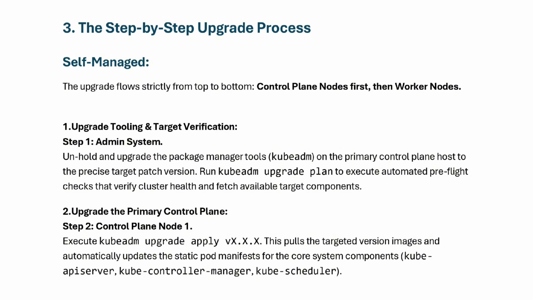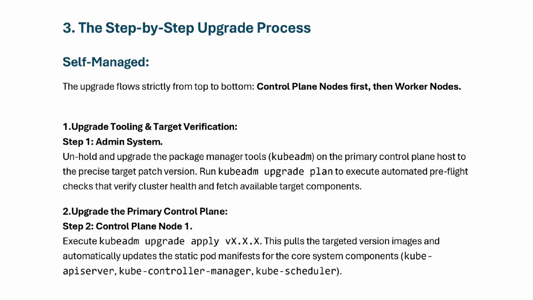That is control plane nodes first, then worker nodes. For this we upgrade the tooling and target verification, that is step 1, admin system: upgrade the package manager tool kubeadm on the primary control plane host to the precise target patch version. We must run kubeadm upgrade plan to execute automated pre-flight checks that verify cluster health and fetch available target components. So step 1 is admin system, where we aim to update kubeadm, which is the package manager tool.